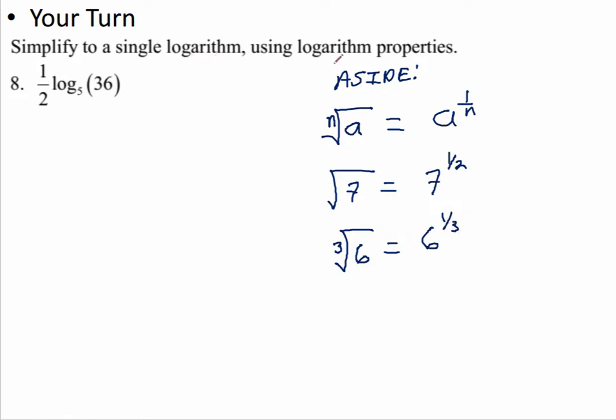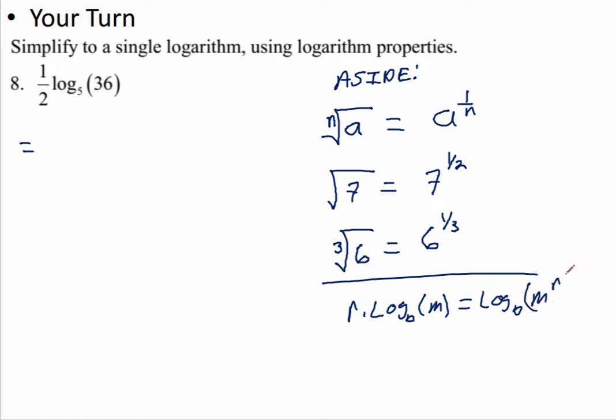So simplify into a single logarithm using the logarithm properties. Okay, so this is going to be equal to, using our property of logarithms, it says if you have r times the logarithm base b of m, then that's equal to logarithm base b of m to the r. In other words, that exponent can be brought in. So that tells me that this is logarithm base 5 of 36 raised to the 1/2 power.